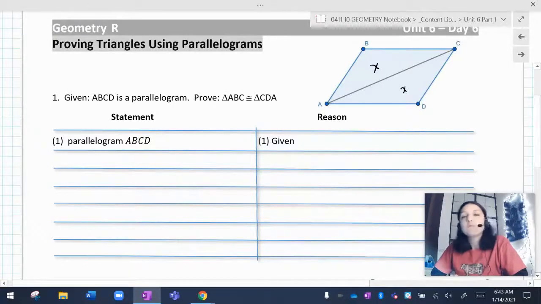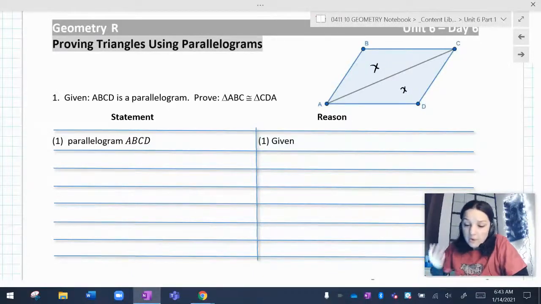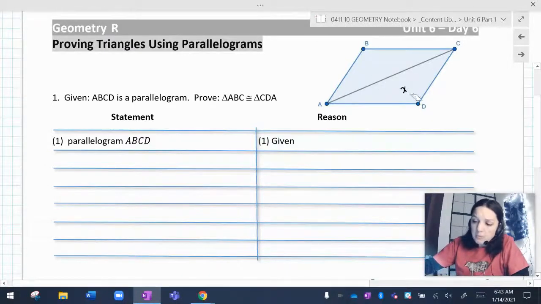If I'm going to prove triangles congruent, I have 5 different congruency theorems I can use: SAS, ASA, AAS, SSS, and HL. So long story short, I need to find a bunch of sides and/or angles that I know are congruent. And the only thing they told me was ABCD is a parallelogram. But when I say only, that's a big thing.